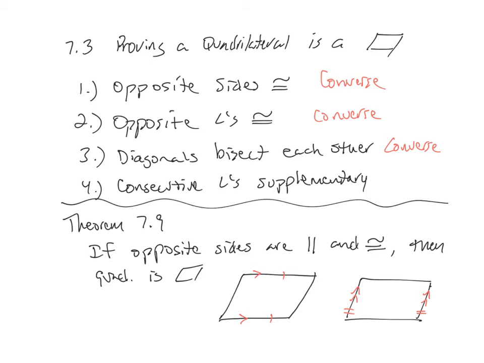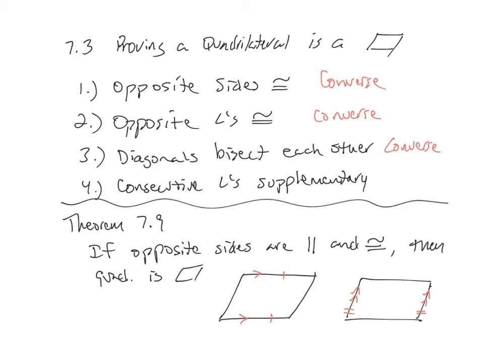And the number 4 on proving a quadrilateral is a parallelogram, consecutive angles are supplementary. It has to be a parallelogram first. Then consecutive angles are supplementary. This one doesn't have to be a parallelogram, but it's the 7.9, but it's a way of showing that it is parallel and congruent.